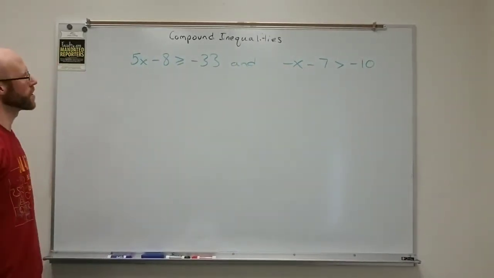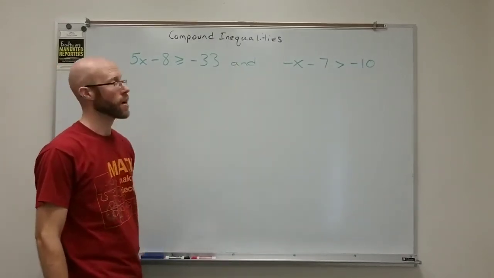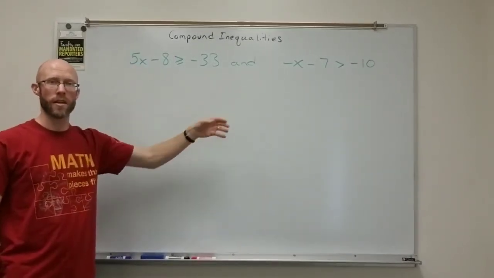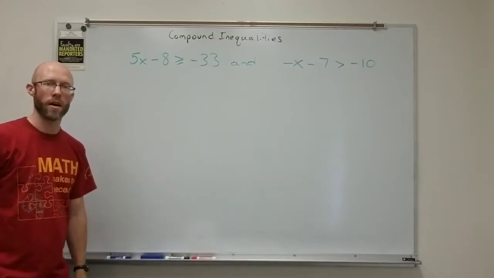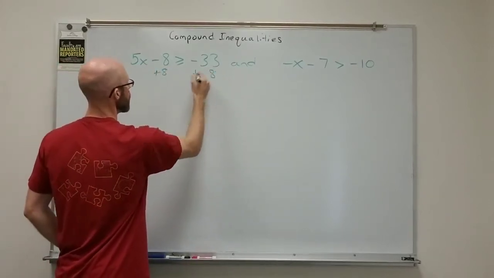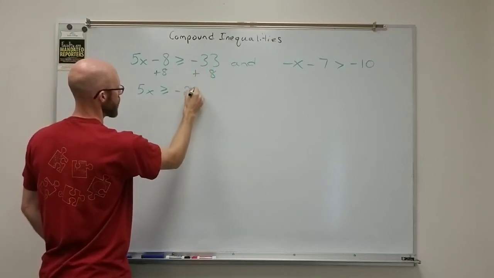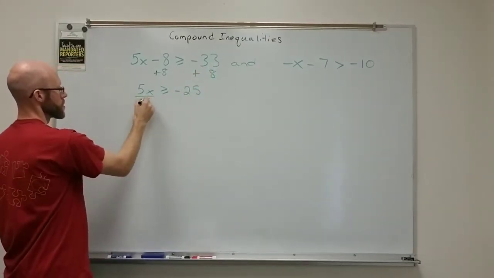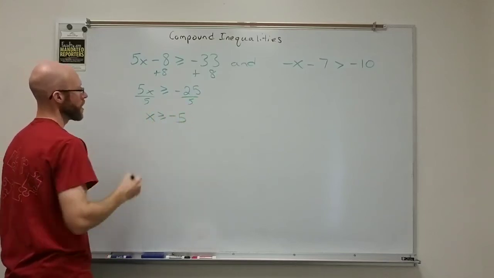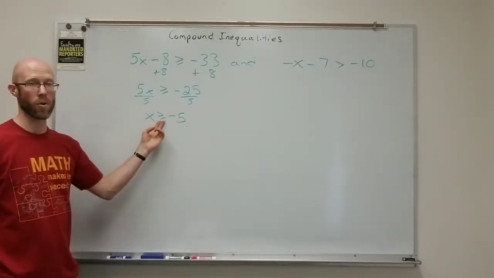Let's try this one. A lot going on here. So again, this is an AND problem. We're going to solve each of these inequalities and then look at the overlap of their intervals. So this one here, I'm going to add the 8 to both sides. I get 5x is greater than or equal to, what's that, negative 25. Divide both sides by 5. X is greater than or equal to negative 5. Everything's solved out very nicely. We did not have to interchange the inequality symbol at all.